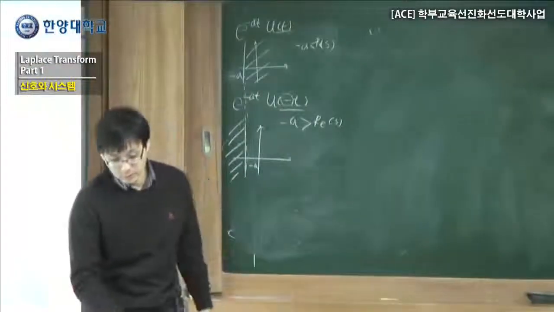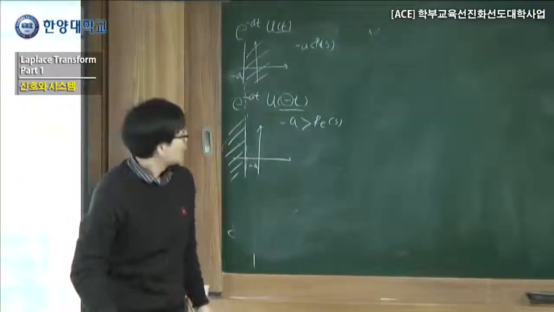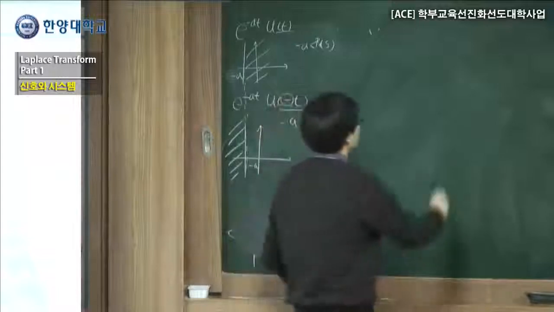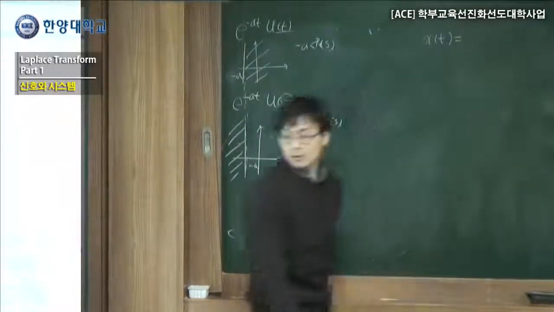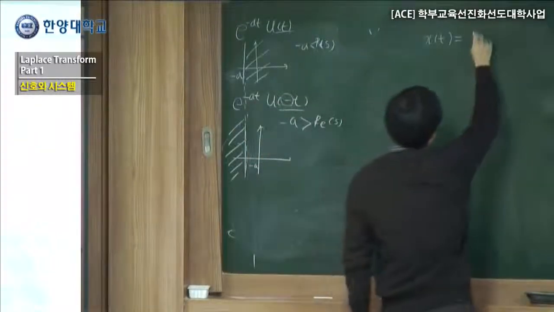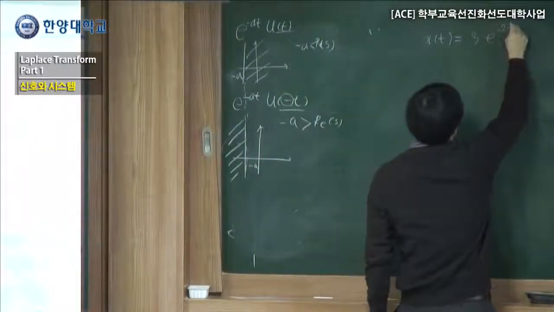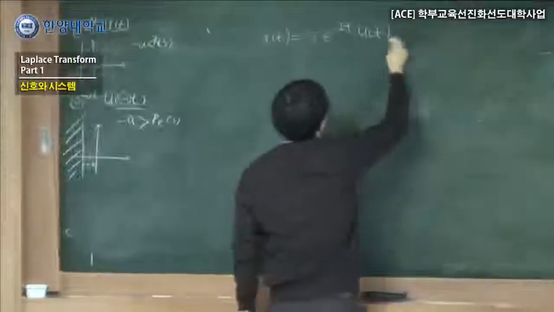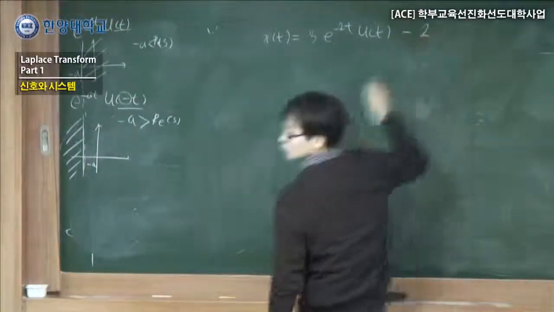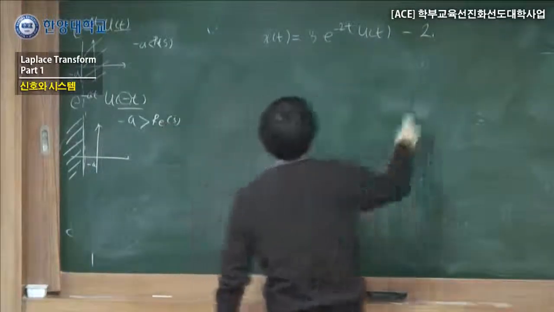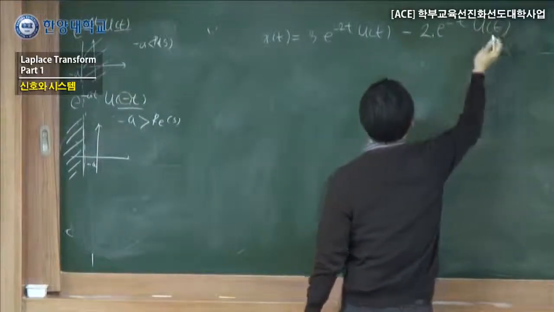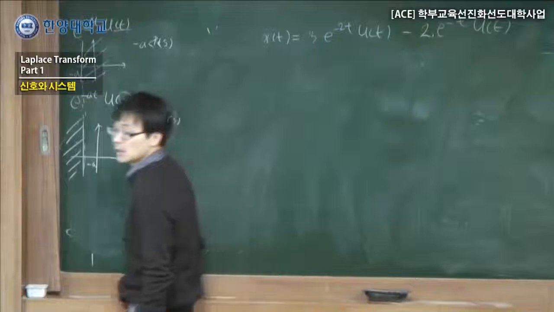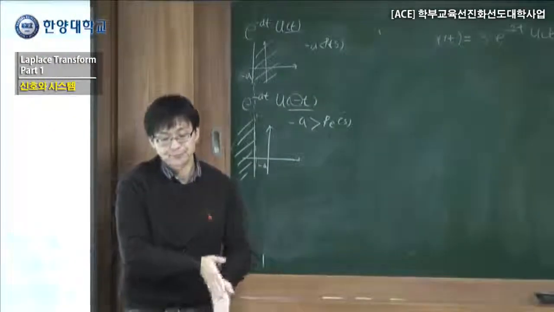All right, so let's have one more example. 3e^(-2t)u(t) - 2e^(-t)u(t). This is example number 3.